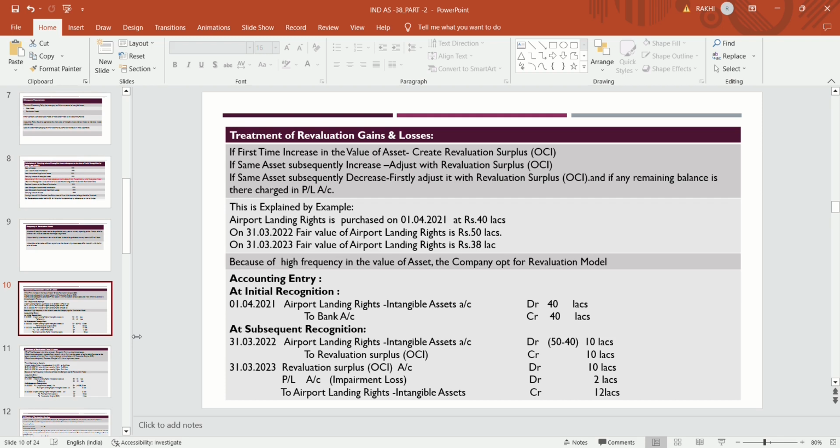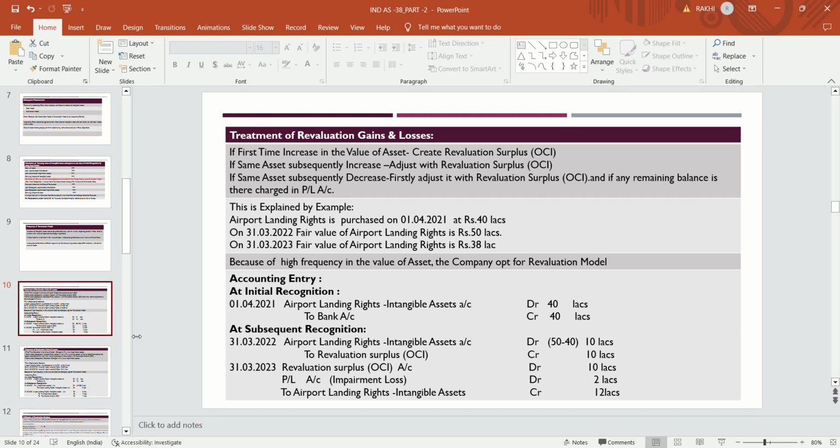At the initial recognition, that is on 1st April 2021, the intangible asset, that is the airport landing right, is debited and the bank account is credited by rupees 40 lakhs on the date of purchase of that asset. At the subsequent recognition, the company chooses to apply the revaluation model. So as on 31st March 2022, the fair value of the asset has increased from 40 to 50 lakhs. It increased by rupees 10 lakhs, so it becomes 50 lakhs.